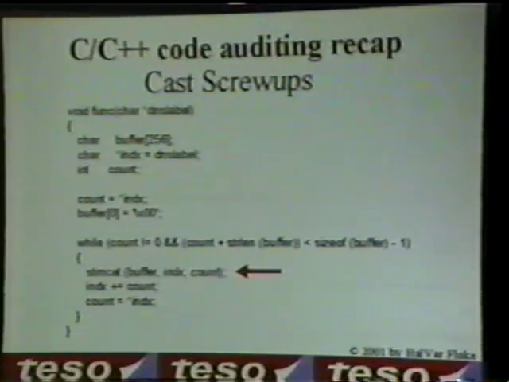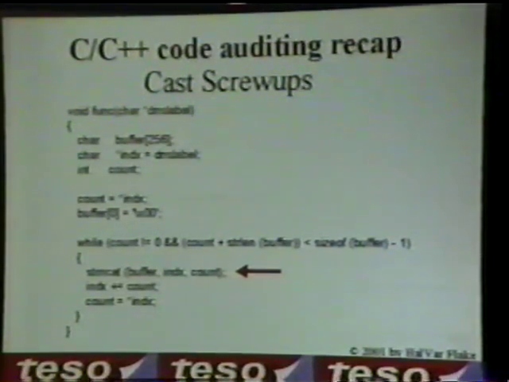Now, cast screw-ups are fun because they happen mostly to people that are writing, or are supposed to be writing, secure code. It happened to Loft. It happened to Route, the current editor of Phrack, when he fixed Gopher-D. So if you're looking for bugs in secure or supposedly secure applications, look for cast screw-ups.